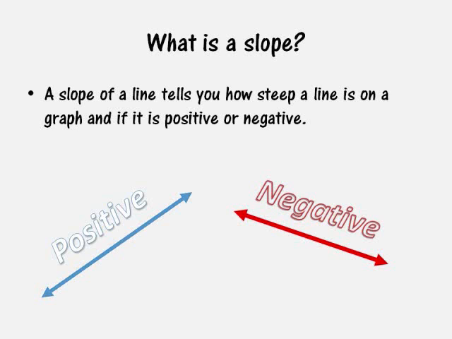A slope of a line tells you how steep a line is on a graph and if it is positive or negative. The blue line on this page shows you a positive graph. It's going up from left to right. The red line shows you a negative graph because it's going down from left to right. That's in terms of where the lines are located on the coordinate plane.